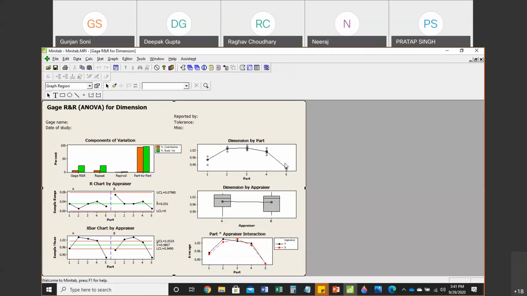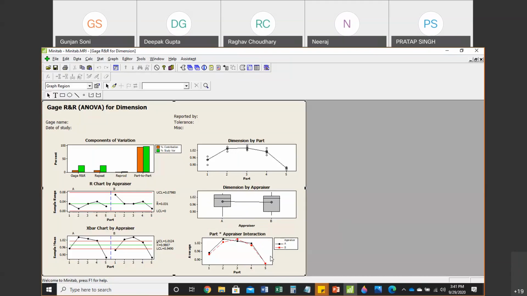Then dimension by part. So anyway, it just showed how the variation is for different parts, 5 different readings. So readings are pretty close except for the fourth part. We can see that. And this is the box plot for A and B. B is showing higher variation as compared to A, which is also indicative of the repeatability. So B is showing higher variation than A.